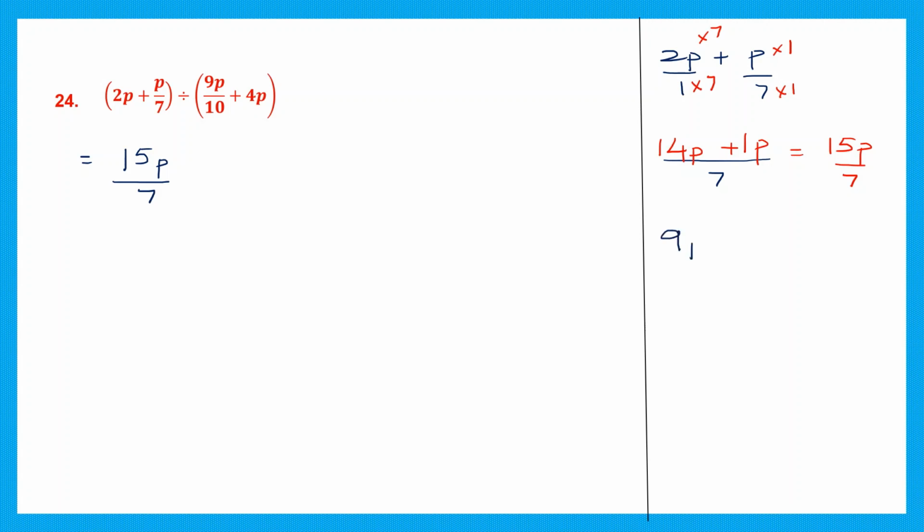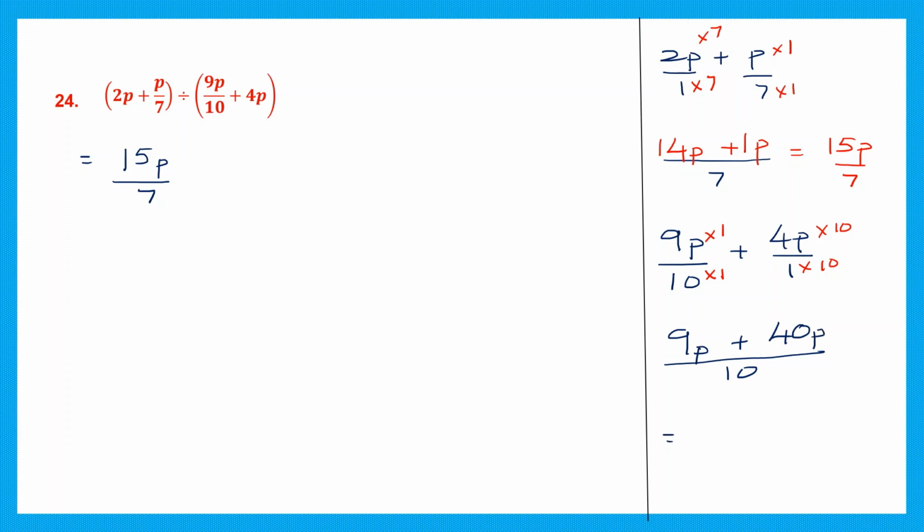So 9p by 10 plus 4p. Denominator is 1. LCM will be 10. Now let's multiply 10 into 1. So multiply this also by 1. 9p into 1 is 9p plus 1 into 10. So multiply this by 10. 4 into 10 is 40. 40p. So 40 plus 9.